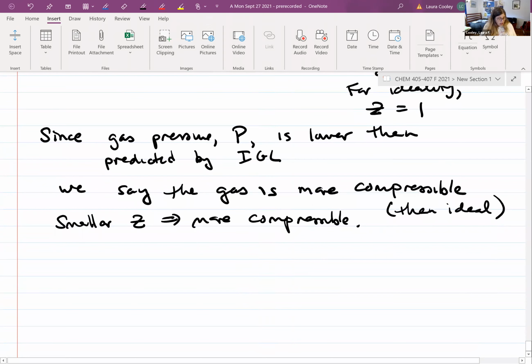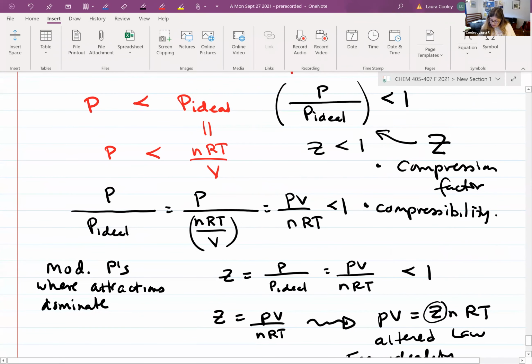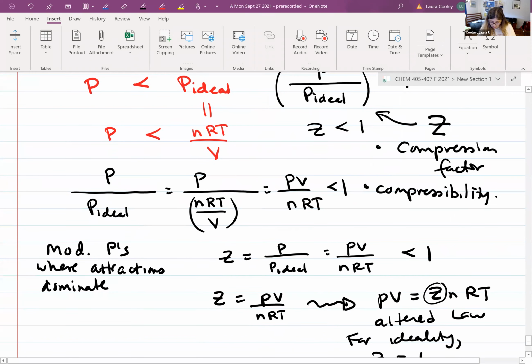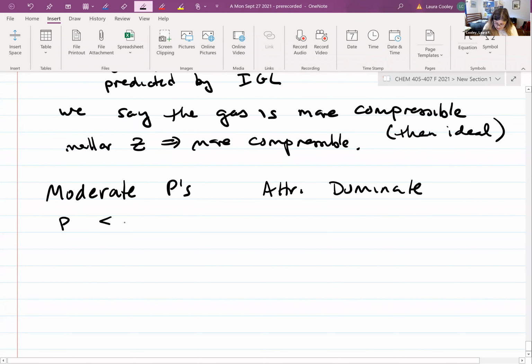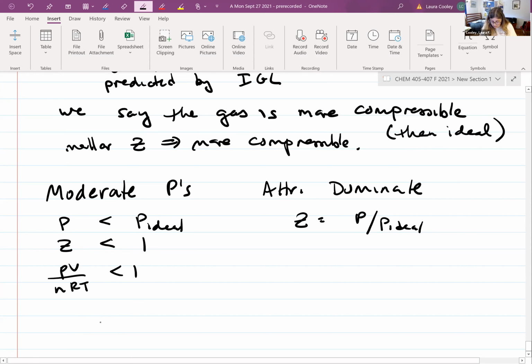As I've said, I'll go back to the summary here and write it again. At moderate pressures, I'll reserve low for ideal, attractions dominate. P is less than P ideal. Z is less than 1. And remember, Z is P over P ideal. PV over nRT is less than 1 because that's Z. And we have PV equals ZnRT, where Z will be less than 1.